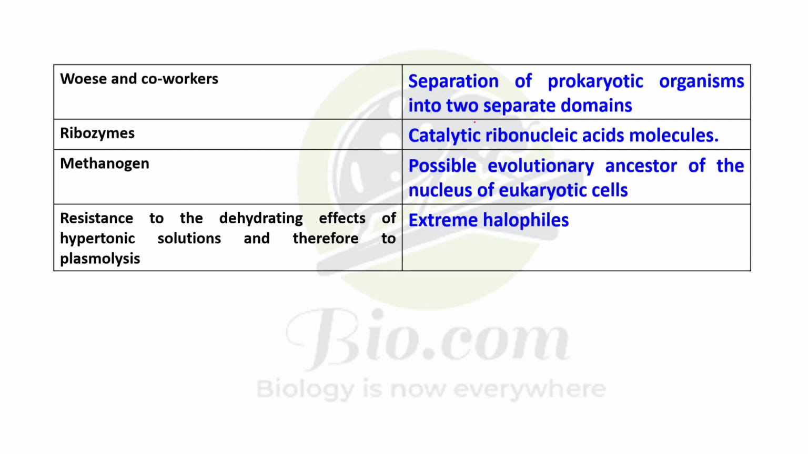Woese and co-workers are responsible for separation of prokaryotic organisms into two separate domains. Ribozyme is a catalytic ribonucleic acid molecule. Methanogens are possible evolutionary ancestors of the nucleus of the eukaryotic cell, and halophiles are resistant to the dehydrating effect of hypertonic solution and therefore to plasmolysis. So through this also you can easily earn your 3 marks.